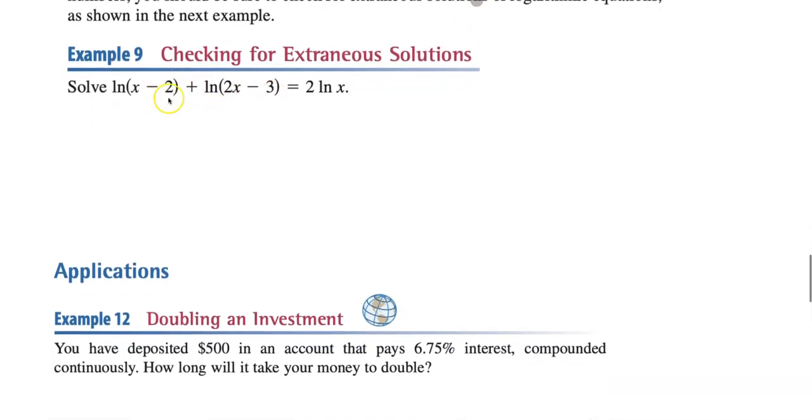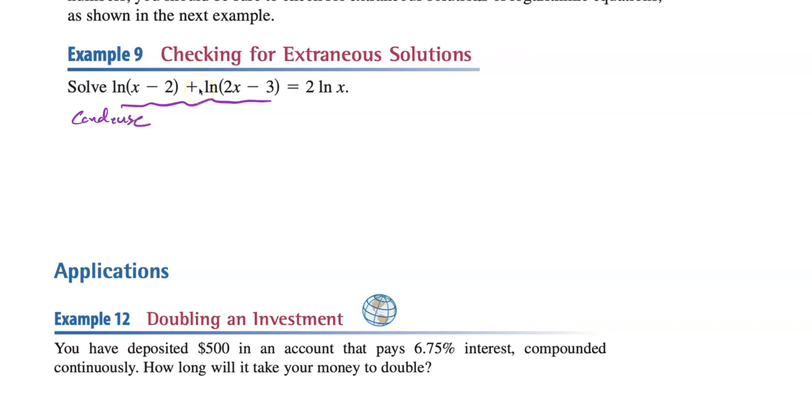So in this case, how do I solve this one? Remember my first rule. I can't just take e to both sides. The most common mistake is people just do this, and that's wrong. It only works when there's one natural log on each side. So first I have to combine these. Call that condensing.